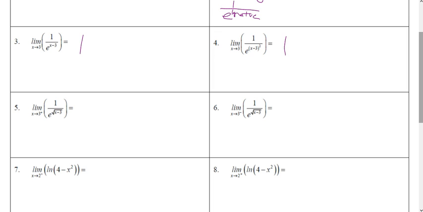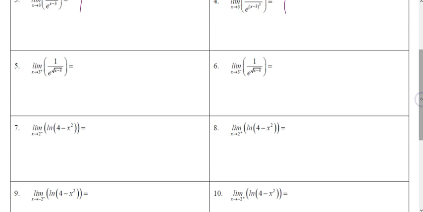Okay, limit of 1 over the root of e to the x minus e to the root of x minus 3 as x approaches 3 from the right. So we're going to get e to the square root of a really small number, which is going to be what? Still a really small number.